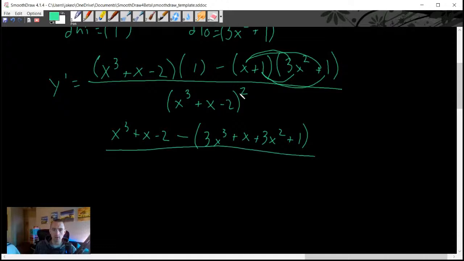On our denominator, again, you want to be very careful. When you have a bunch of terms being added or subtracted together within parentheses like this, and it's all squared, the squared does not just simply distribute into these terms. What we need to do is write out x cubed plus x minus 2 times x cubed plus x minus 2. Because remember, something squared just means that thing times itself. We need to times this whole thing by itself. Okay?